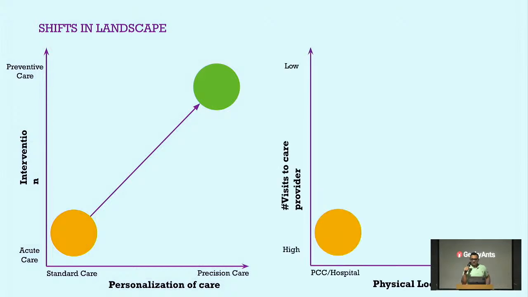And the other big shift is location and visits, right? On the x-axis, you have the physical location of where the intervention is happening. Today, it is happening primarily at primary care centers or hospitals, right? PCC here is primary care center, and the number of visits is high. We are moving in this direction, and here the pandemic had a role to play because you didn't have a choice. You had to seek whatever help you wanted at home, and for a lot of things, not for everything, of course.